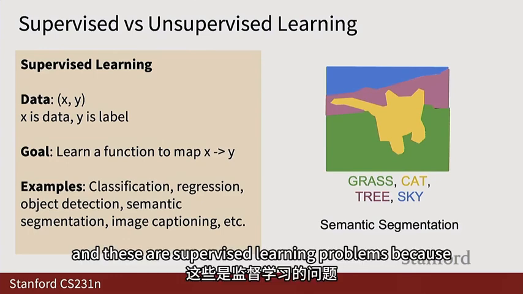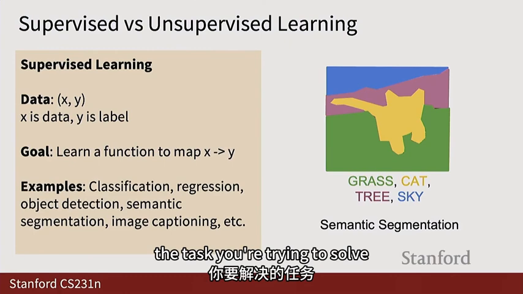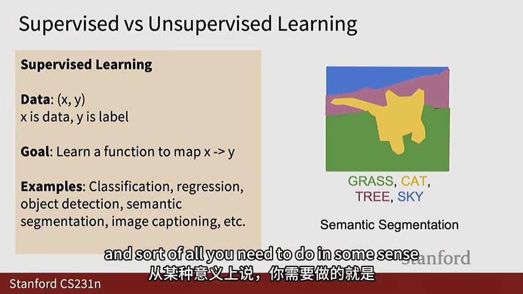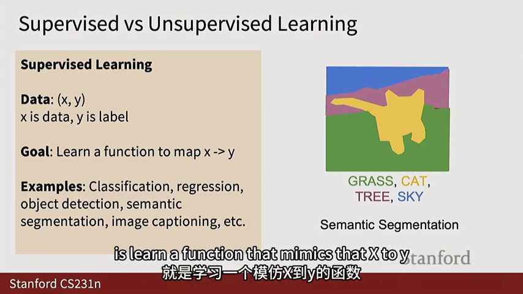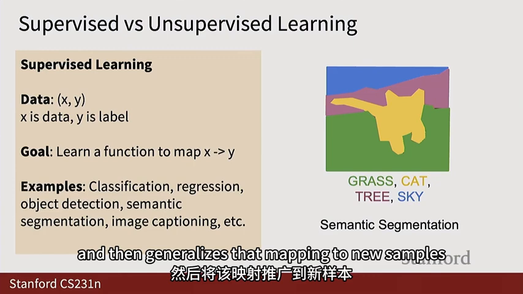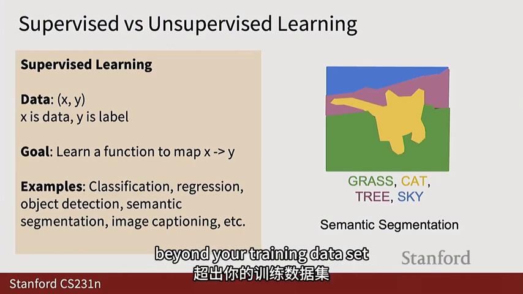And these are supervised learning problems because the task you're trying to solve, the thing you want to predict, is exactly what you have in your data set. And all you need to do in some sense is learn a function that mimics that x to y mapping on your training data set and then generalizes that mapping to new samples beyond your training data set.